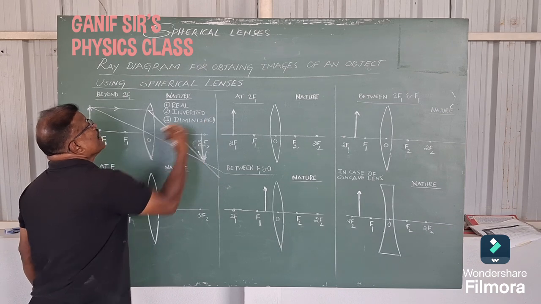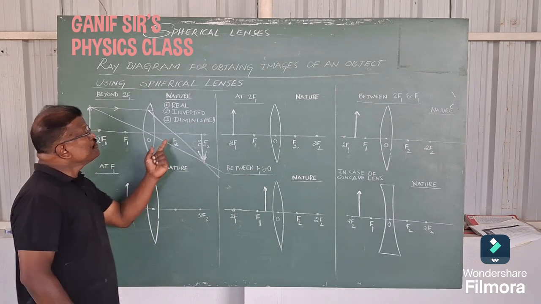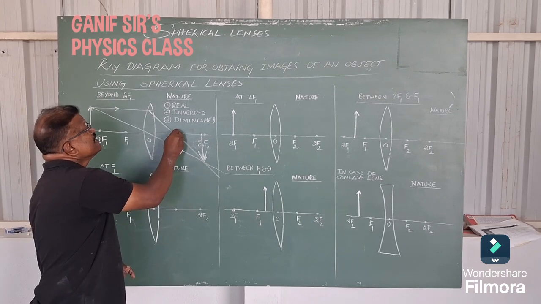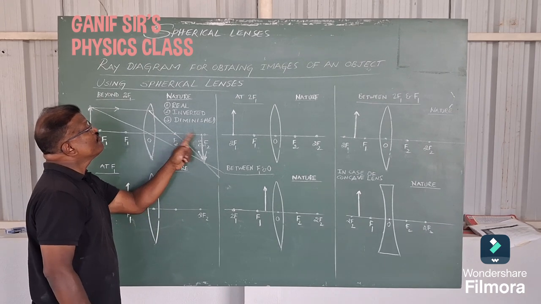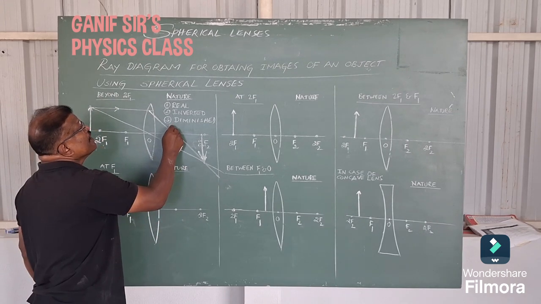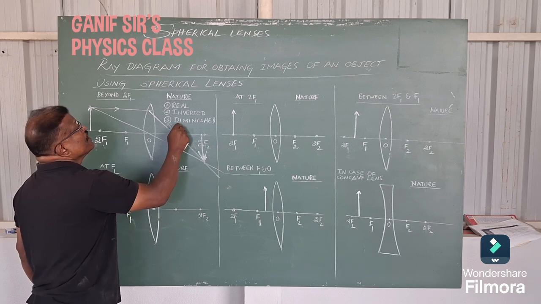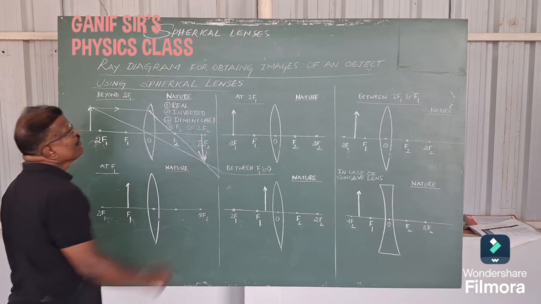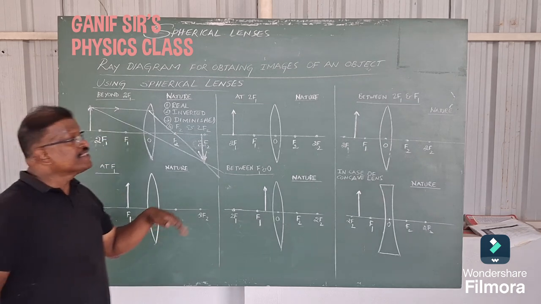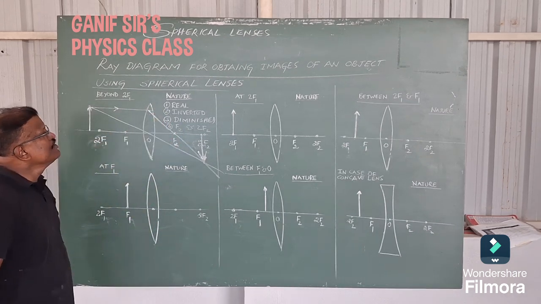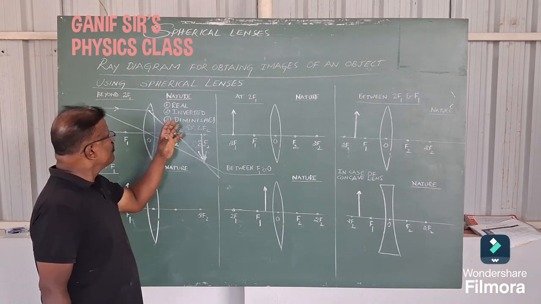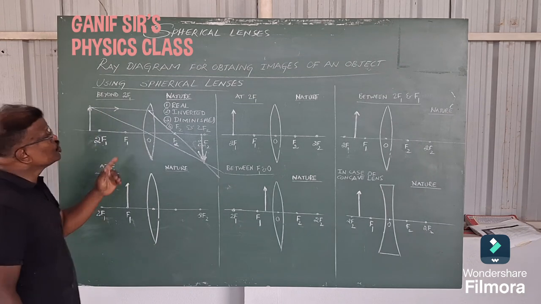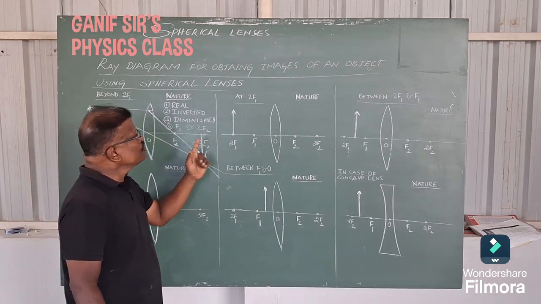And next, now regarding the position of the image. The position of the image lies in between what? Between f2 and 2f2. Okay, these are the four things which we have to know about the object placed beyond 2f1.